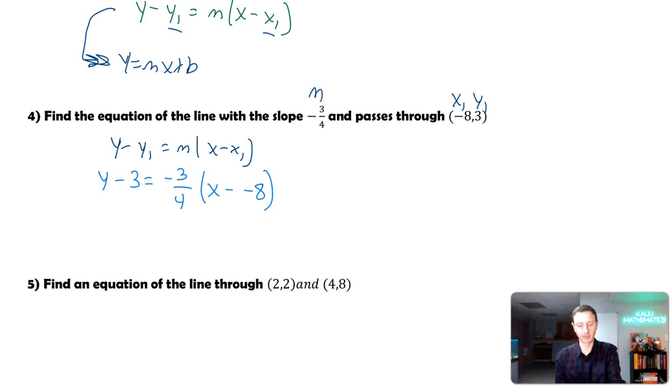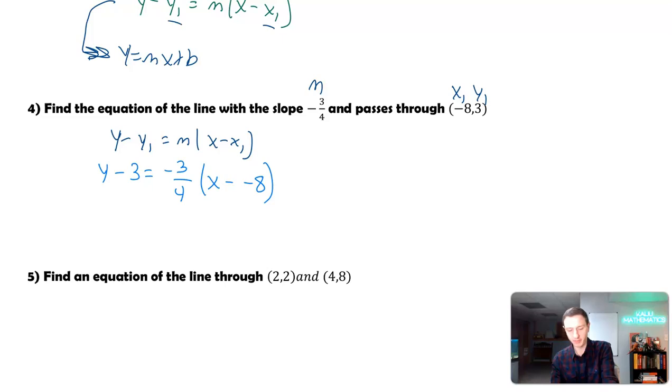Now we do have to clean this up a little bit. Let me go over this one more time. x minus a -8, it's because it's x minus x1. So x minus x1, that's going to be x minus whatever your x1 is. x1 in this case is -8, so we have to have minus a -8. I'm going to rewrite that. y minus 3 equals the slope of -3/4 times x. x minus a -8 is going to become x plus 8.